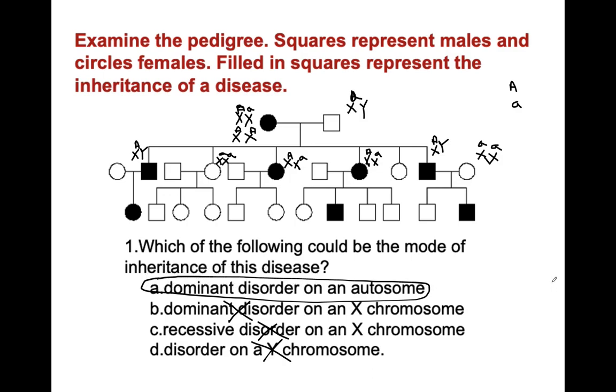Okay, so I hope this shows how you can go through the process of elimination and look at the data so you can solve a pedigree problem.